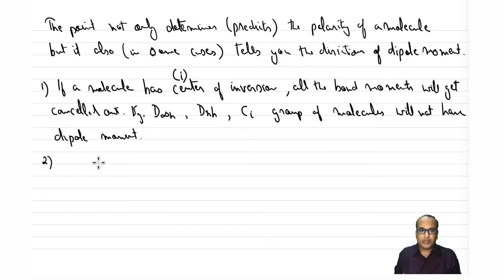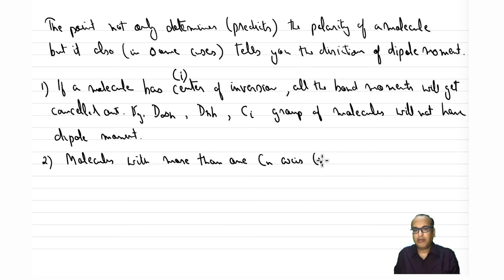Okay. So with the same logic, molecules with more than one Cn axis, with n greater than 1, will not have a dipole moment. Because if there is more than one Cn axis, it will cancel out the dipole moment of the individual bonds.